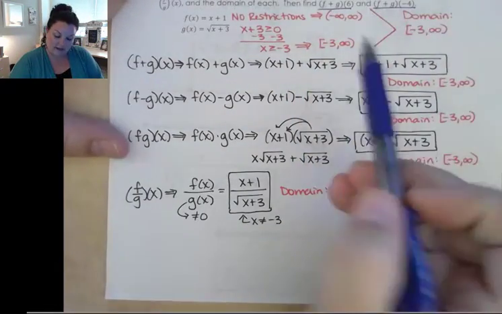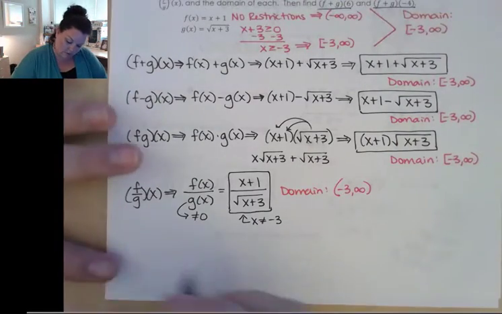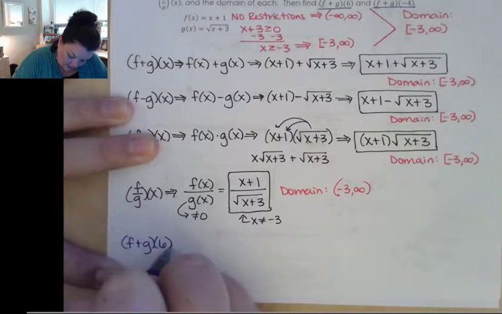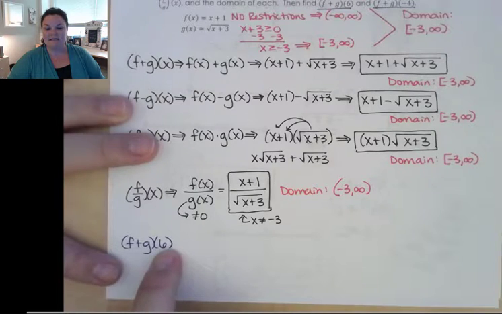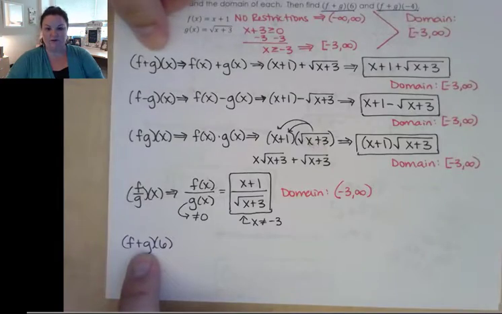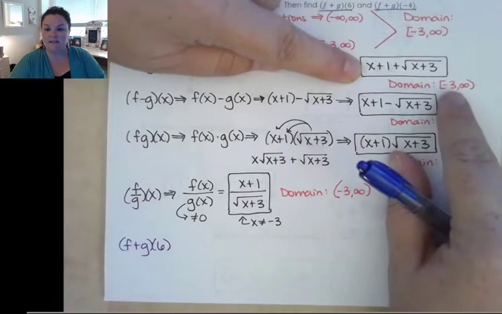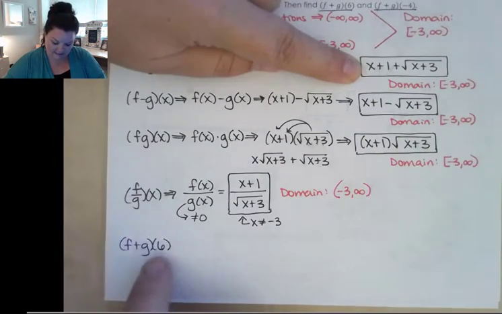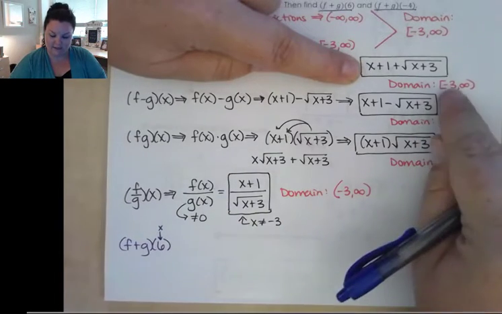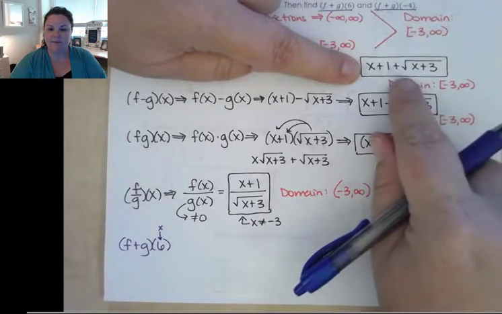All right, and then they want us to evaluate the function at a couple of given values. They want us to find f plus g of 6 and f plus g of -4. So I'm going to go ahead and go down here. F plus g evaluated at 6. So the first thing I want to check is, is this 6 in the domain of my sum function? So the sum function was this first one that I found. So here's the function I'm going to be plugging it into as long as it's in this domain. So is 6, right, this is the x that I'm checking, is 6 between -3 and infinity? It is, right, because 6 is bigger than -3. So I can go ahead and plug it in.